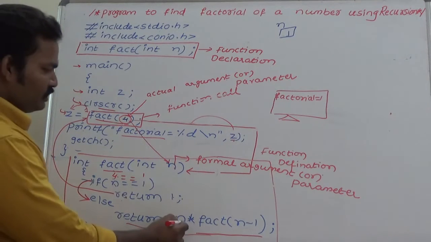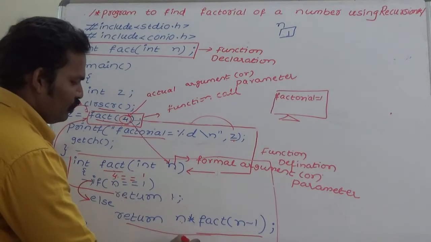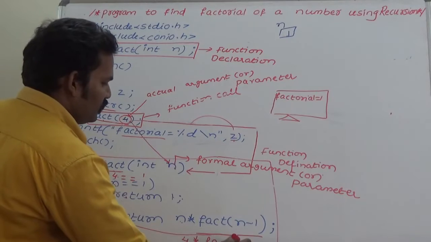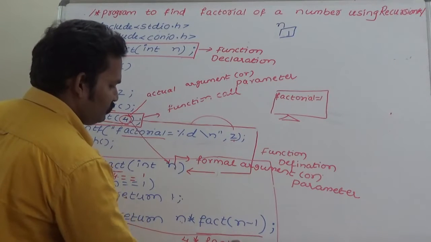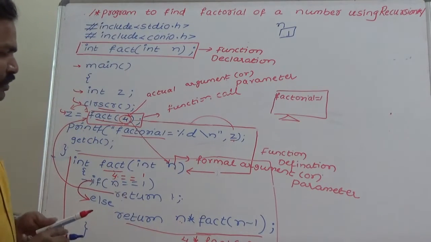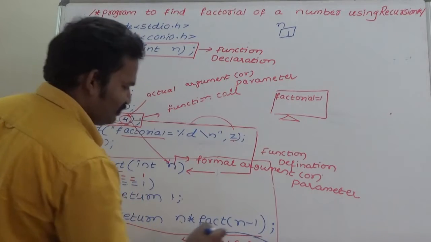Okay, right. So n into fact of n minus 1. What is the current n value? 4. 4 into fact of 4 minus 1. That means fact of 3.